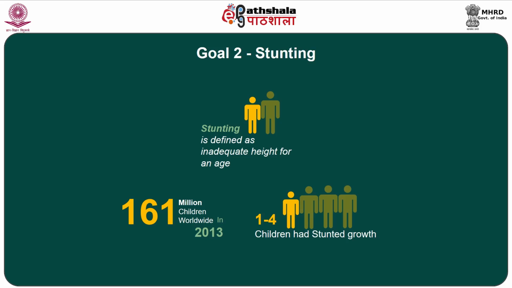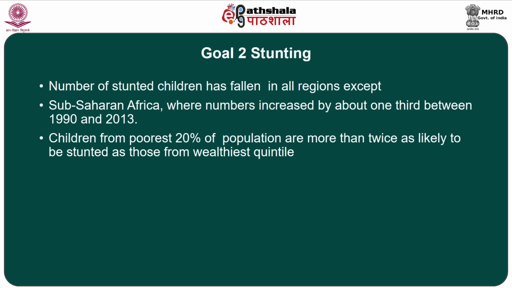Stunting is another indicator of nutrition status of the children. It is defined as inadequate height for age, and it is considered a better measure than underweight, and it is also more common than underweight. It affects approximately 1 in 4 children under 5 or 161 million children worldwide in 2013. The number of stunted children has declined in all the regions except sub-Saharan Africa, where the numbers increased by about 1/3 during 1990 and 2013. Children from the poorest 20% of the population are more than twice as likely to be stunted compared to the children from the wealthiest quintile.